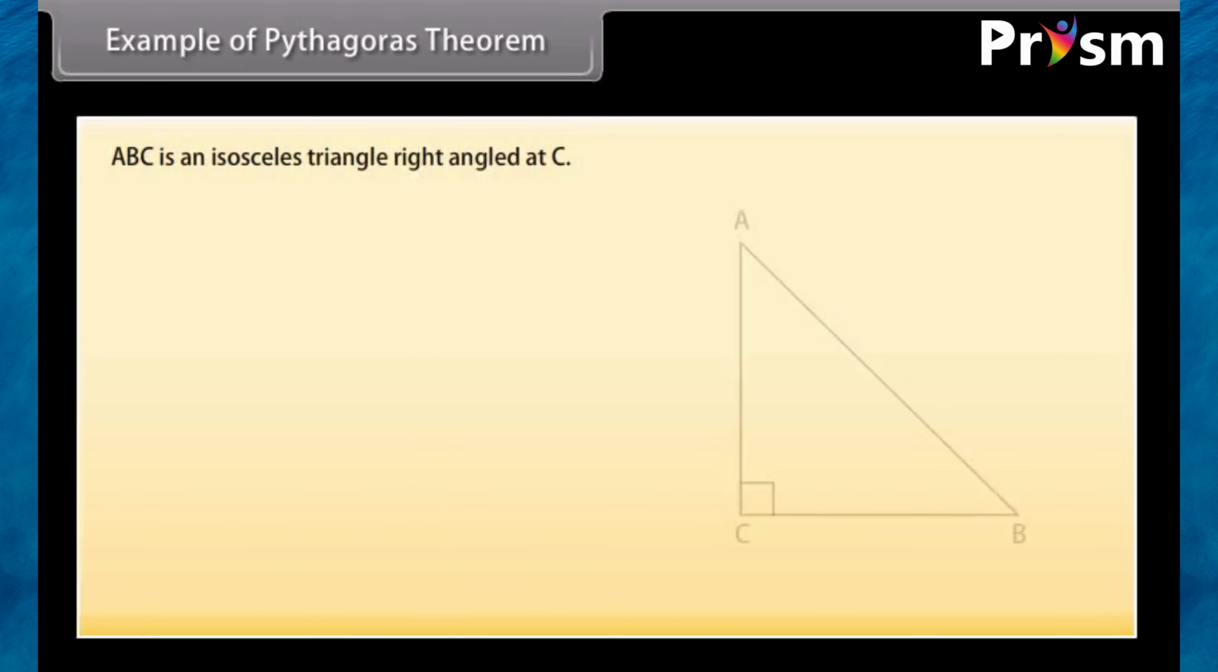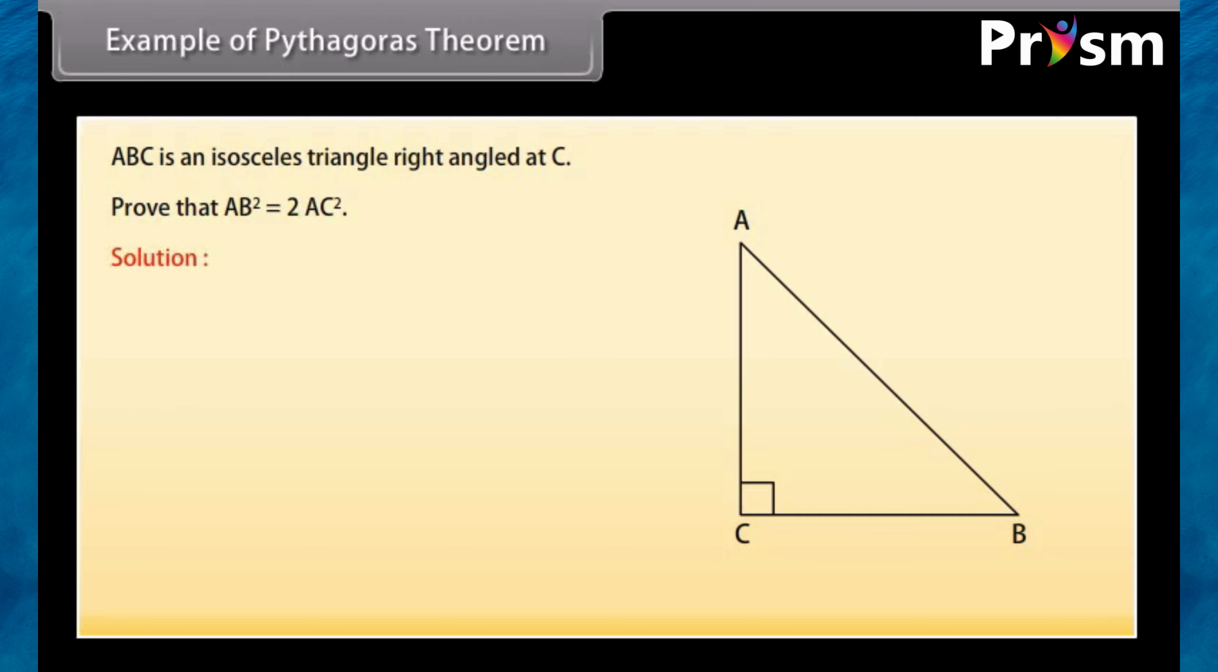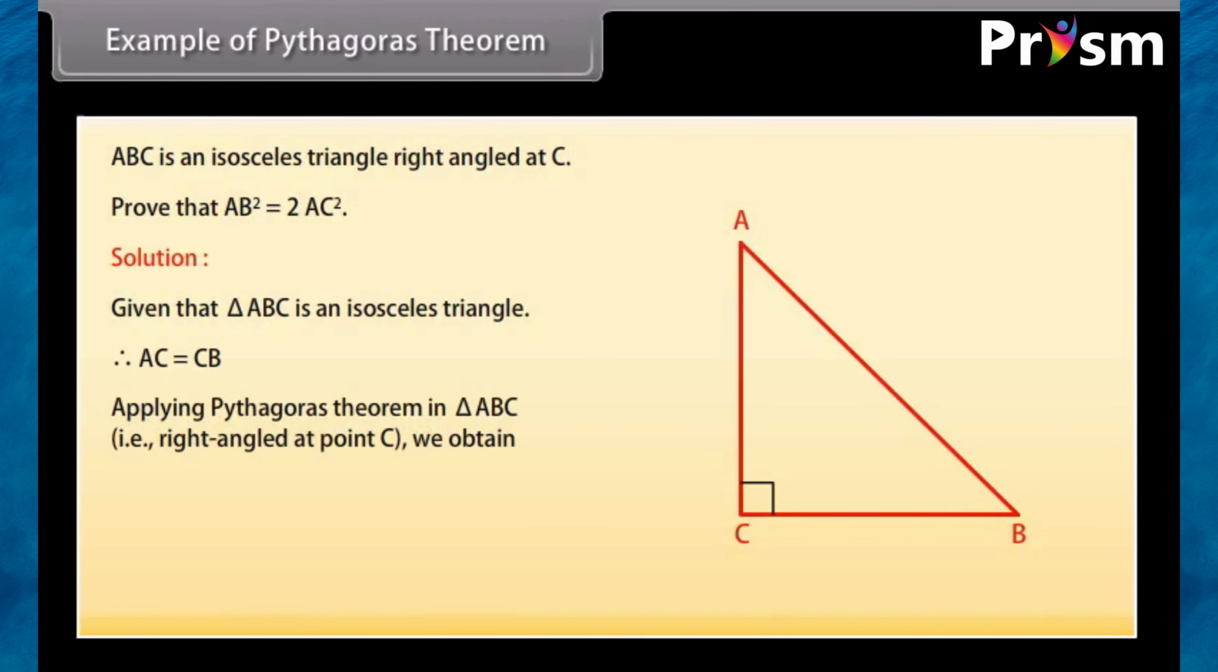Example of Pythagoras Theorem. ABC is an isosceles triangle right-angled at C. Prove that AB square is equal to 2AC square. Solution. Given that triangle ABC is an isosceles triangle, therefore AC is equal to CB. Applying Pythagoras theorem in triangle ABC, right-angled at point C, we obtain AC square plus CB square equals AB square, which implies 2AC square equals AB square.